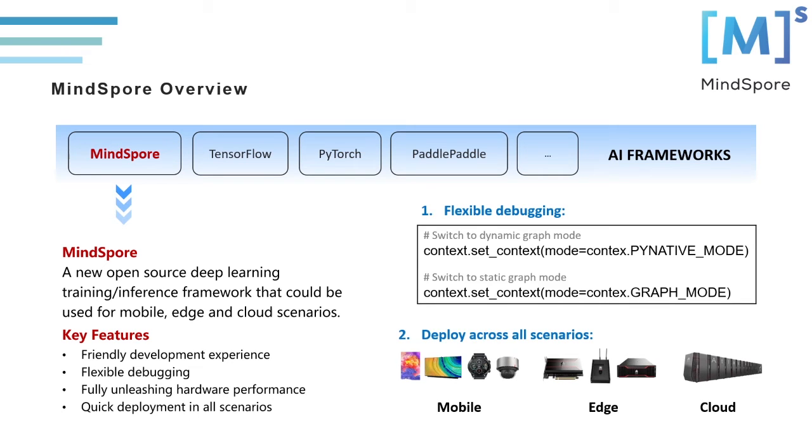Secondly, deploy across all scenarios. MindSpore supports deployment in all scenarios. That means you can train the model with MindSpore once and export it to MindIR format, and then you can deploy it in cloud, edge, mobile, and even IoT devices.